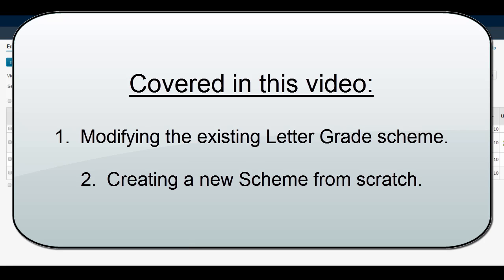First, we're going to create an edited version of the existing letter grade scheme. Now, you do this if you use a different letter grade scale than the default OCU scheme in the system, but want to keep the overall same structure as the given scheme. Then, after we do that, we'll go in and create a totally new scheme from scratch.